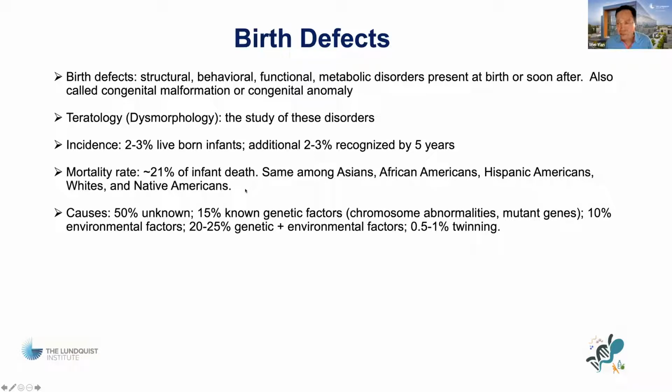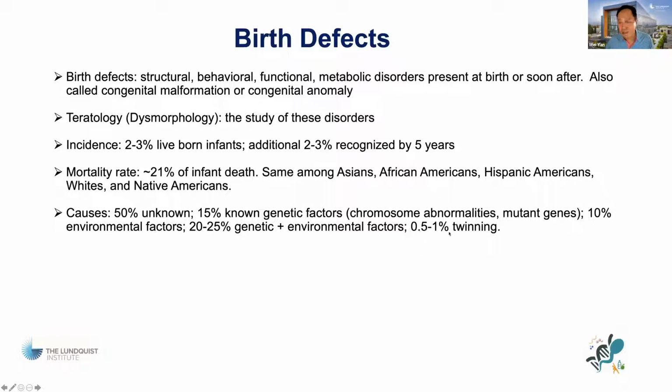In terms of causes, it can be broken up like this. 50% are unknown, so we don't know yet, but 15% we already know: those birth defects result from known genetic factors, for example chromosome abnormalities, which we're going to talk about mainly in the next couple of slides, and gene mutations. Then there's 10% that seem to be caused by environmental factors, like exposure to toxins, certain diseases, or taking some drugs during pregnancy. And 20 to 25% have combined causes, genetics plus environmental factors.